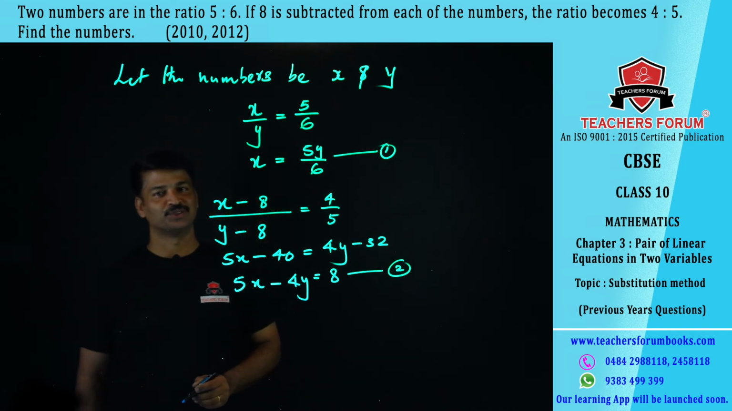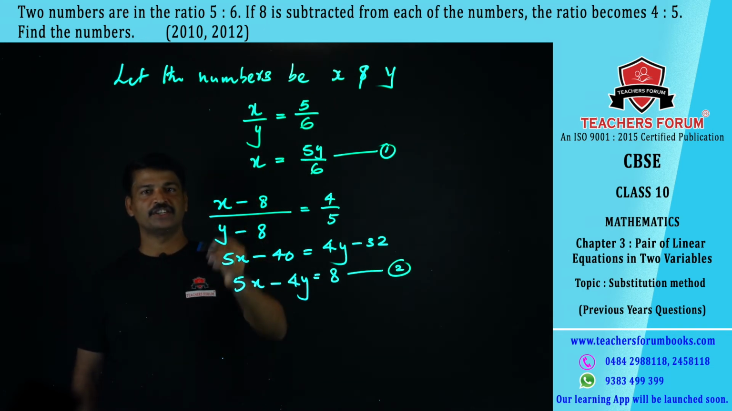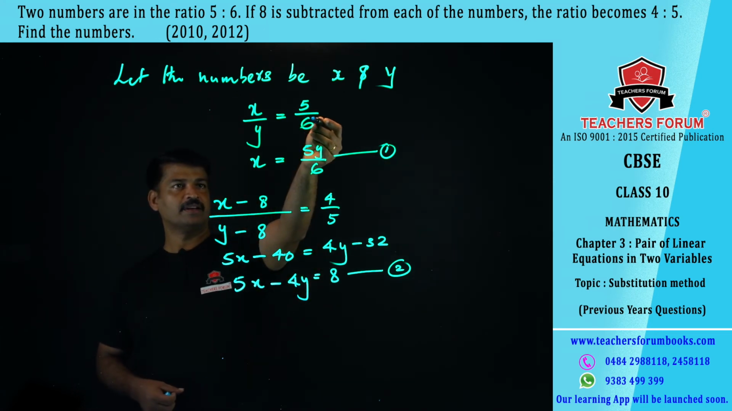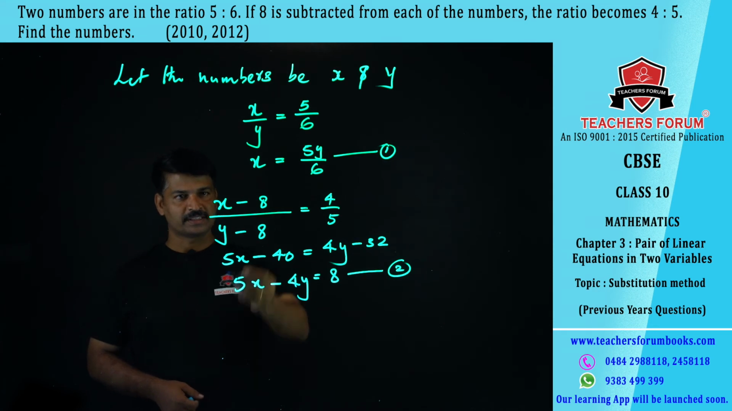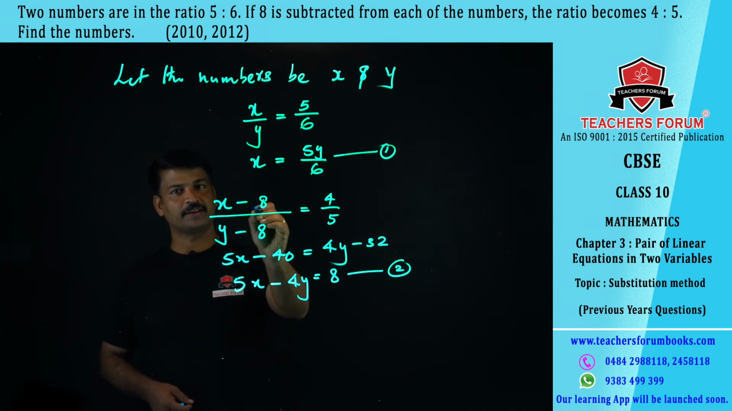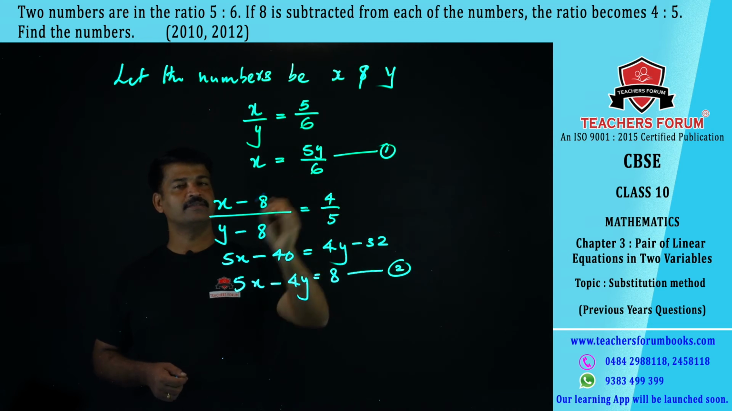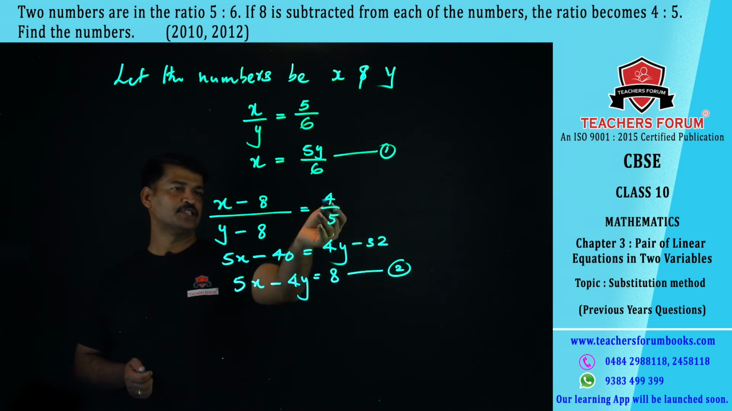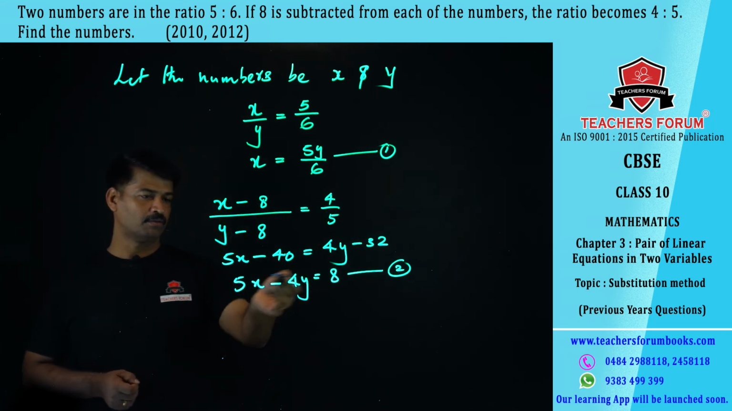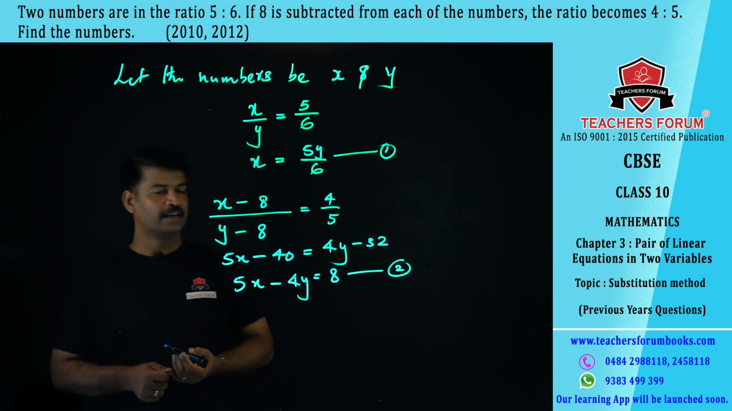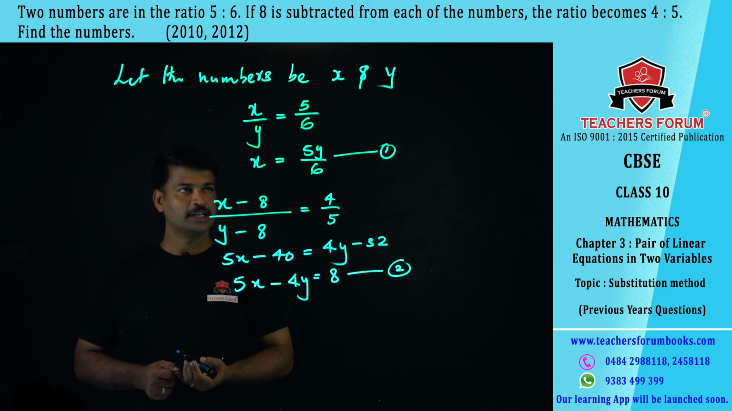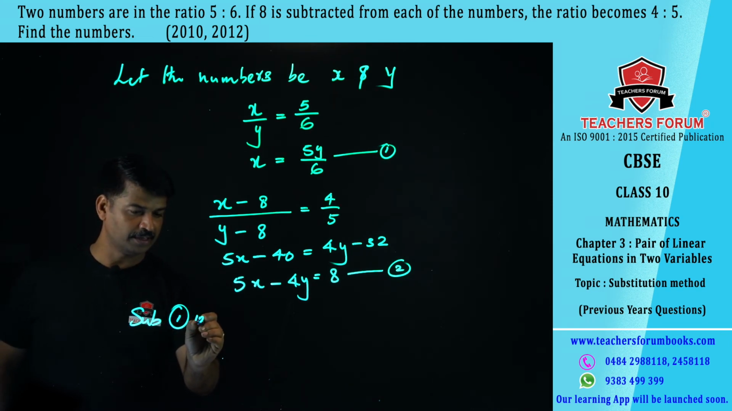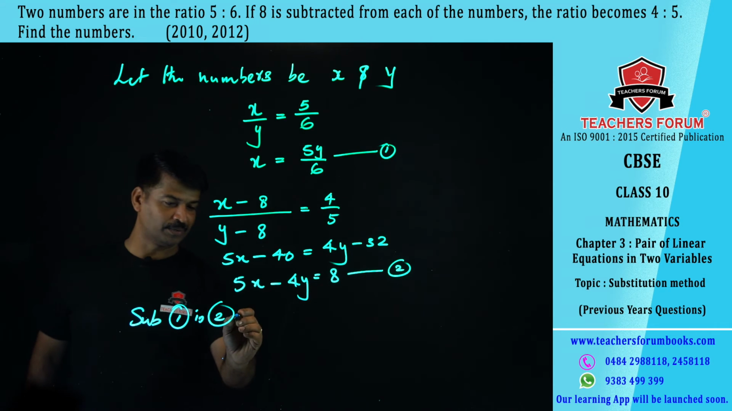Now you got 2 equations. The first condition, 2 numbers are in the ratio 5:6. From here we find x. The second condition, if we subtract 8 from each number, the ratio will be 4:5. So we subtracted 8 from each number x and y. Okay, then the ratio will be 4/5. Now from here we get another linear equation. Now let us substitute equation number 1 in equation number 2. Then let us see what we get.